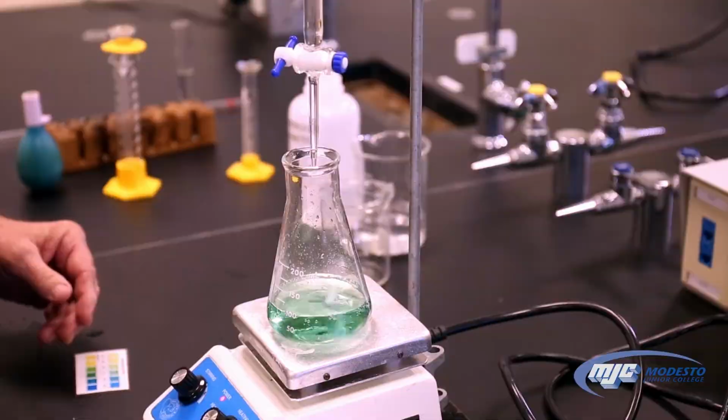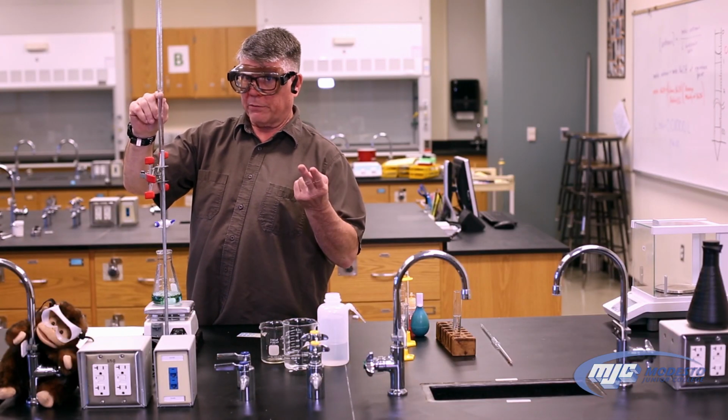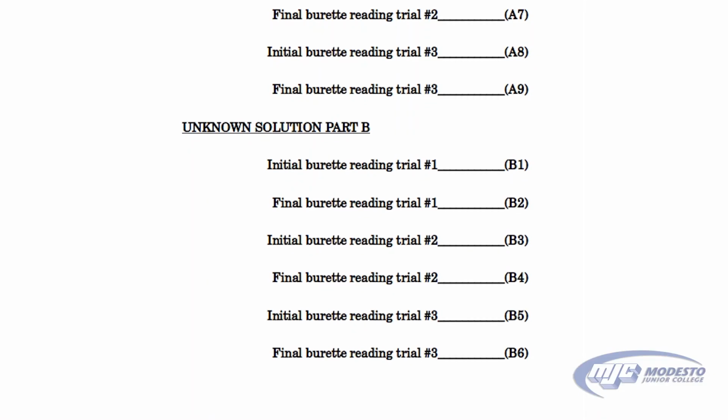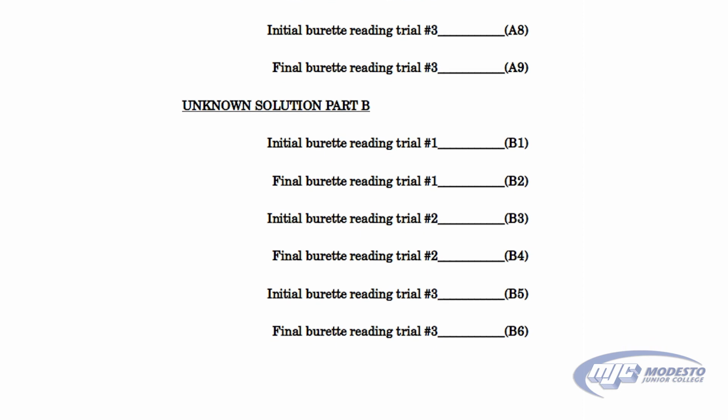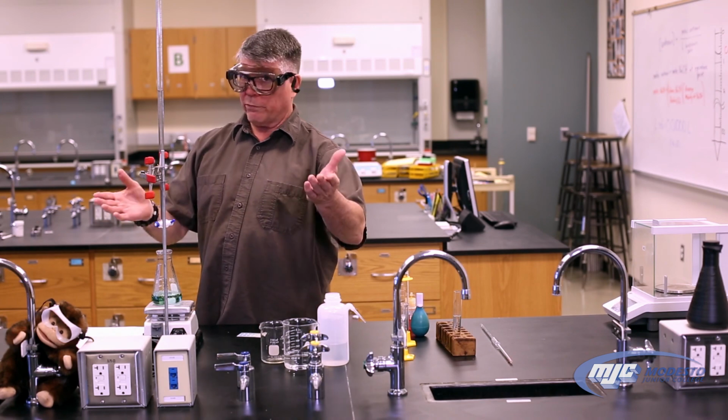So record our final volume to two past the decimal, milliliters. For the first trial, that will be B2, and then second trial B4, third trial B6. And that's it. Finish the experiment.